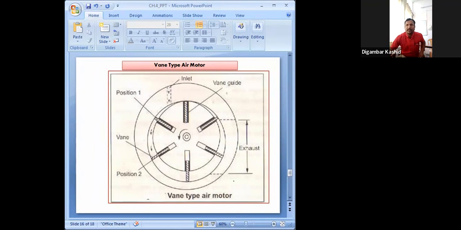Okay, just a minute. I will just check whether any video is available for this vane type. And actually this is your continuous rotation type air motor. Okay, just quick.